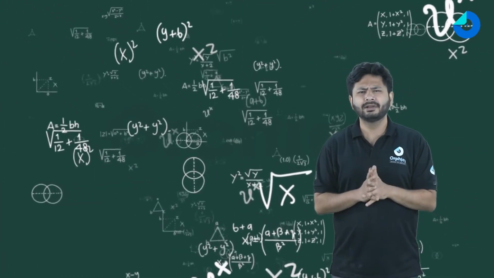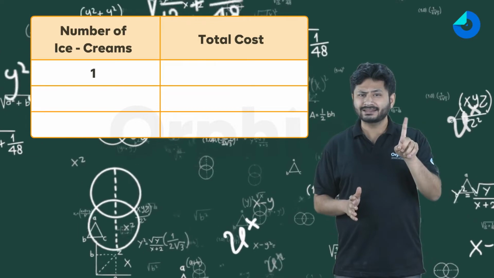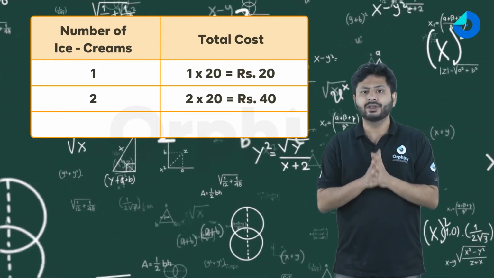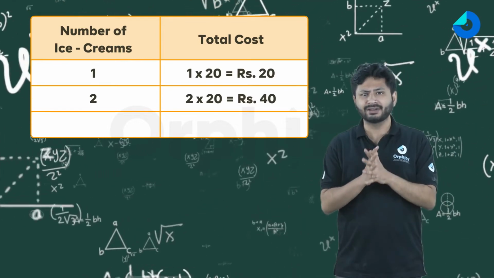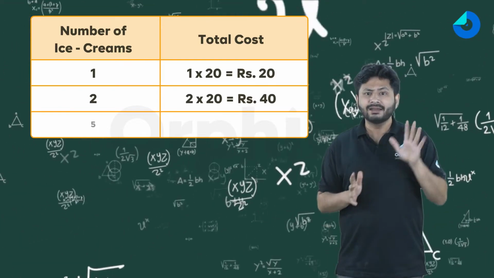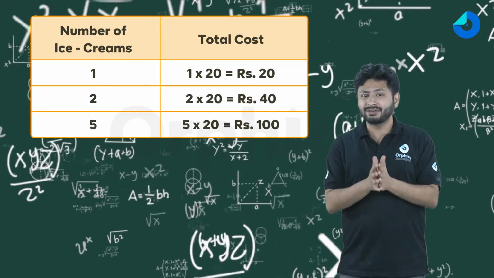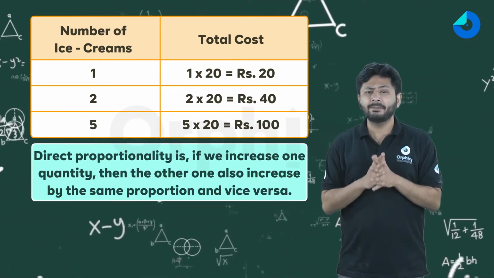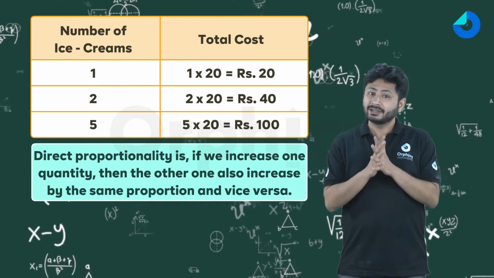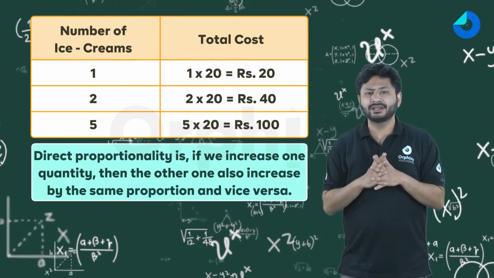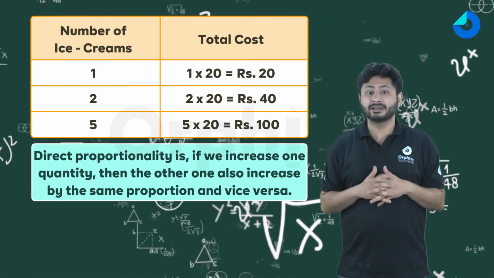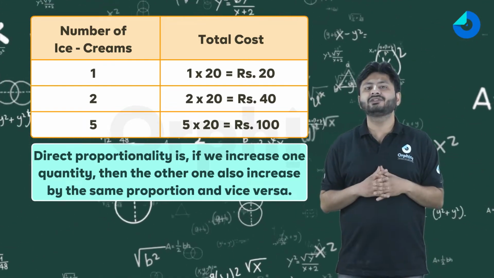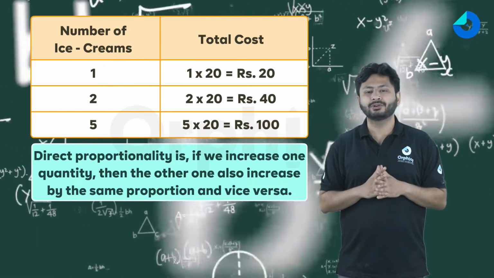So in our example, we have seen that one ice cream costs rupees 20. Two ice creams should cost 2 into 20, that is 40, like we have discussed before. Similarly, 5 ice creams should cost 5 into 20, that is 100. So as we increase the number of ice creams, the total price is also increasing in the same proportion. That is very important. It should increase in the same proportion. This relationship is called direct proportionality.